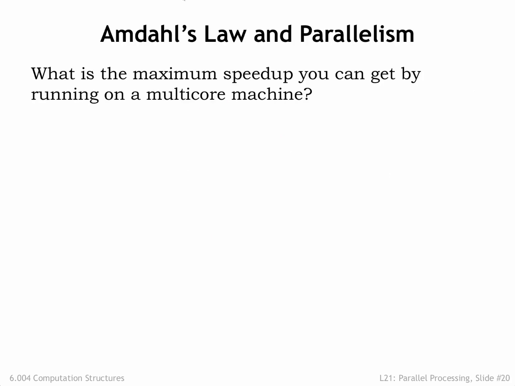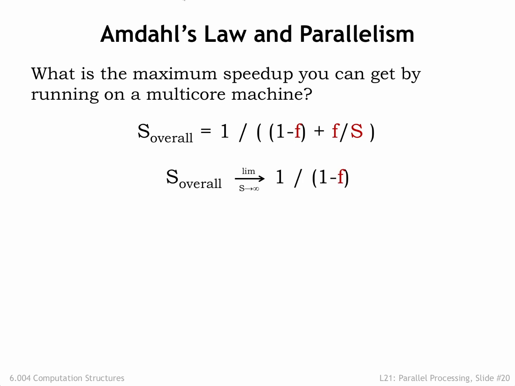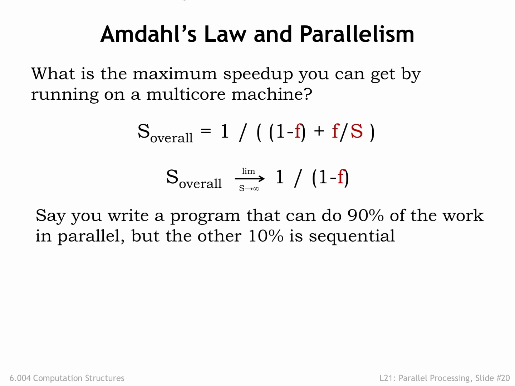What's the best speedup we can hope for if we have many cores that can be used to speed up the parallel part of the task? Here's the speedup formula based on f and s, where in this case f is the parallel fraction of the task. If we assume that the parallel fraction of the task can be sped up arbitrarily by using more and more cores, we see that the best possible speedup is 1 over 1 minus f. For example, you write a program that can do 90% of its work in parallel, but the other 10% must be done sequentially. The best overall speedup that can be achieved is a factor of 10, no matter how many cores you have at your disposal.